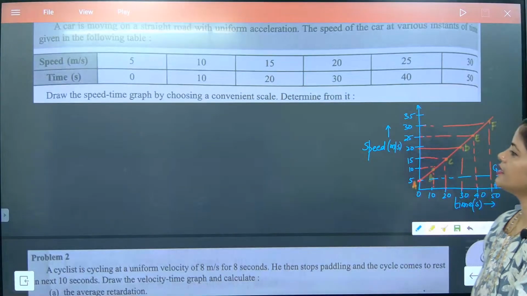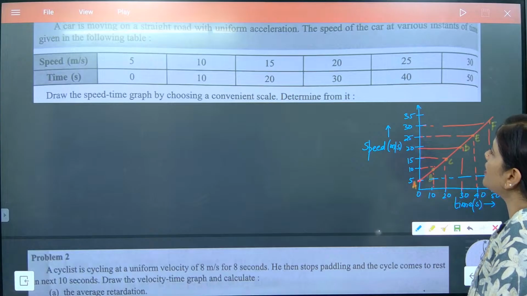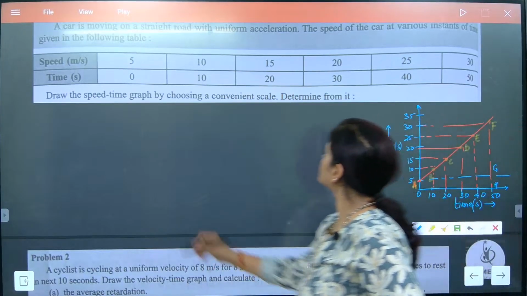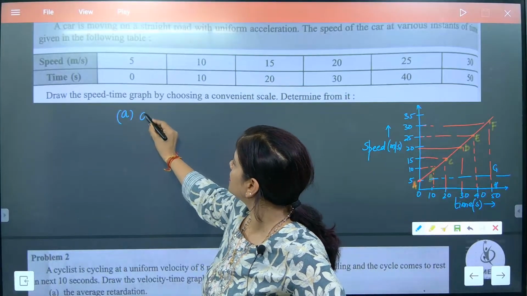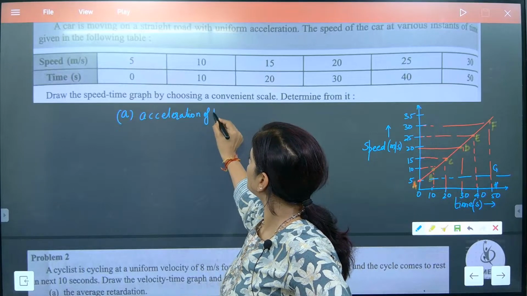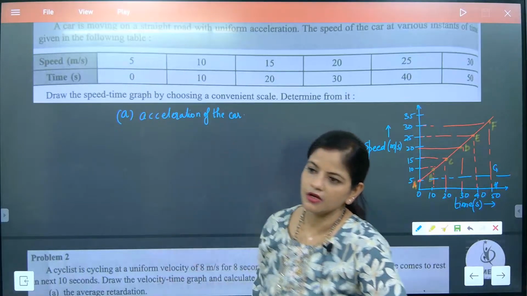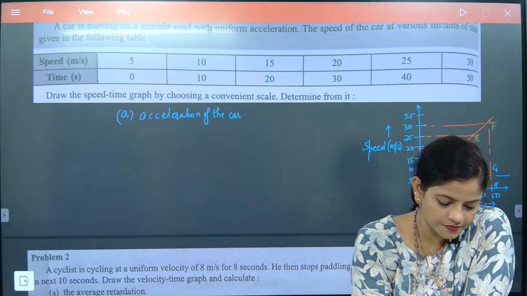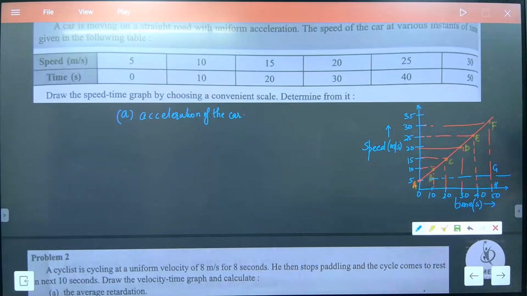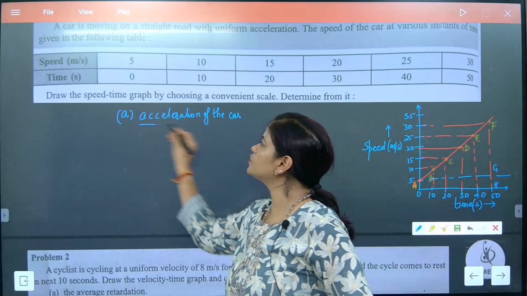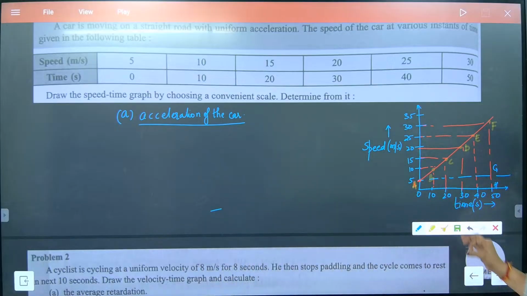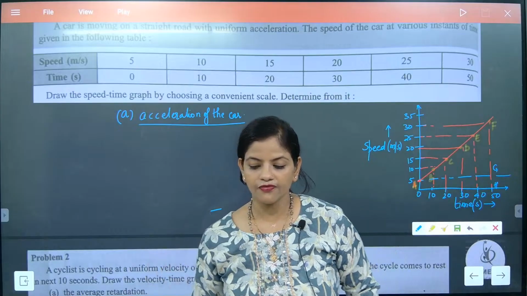So first they are asking that, and determine it. First question I am giving you is the acceleration of the car. The first question here is find the acceleration of the car. Come on, find the acceleration of the car. This drawing is done, but we should solve some question now. So after drawing that graph, first question I am giving to you is, find the acceleration of the graph.